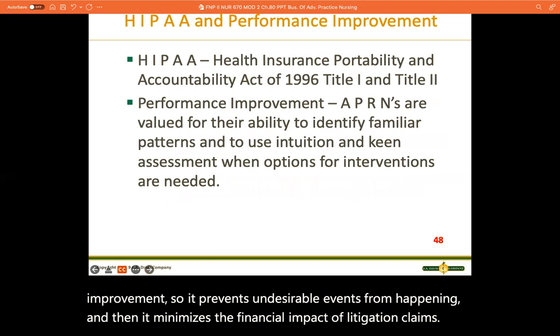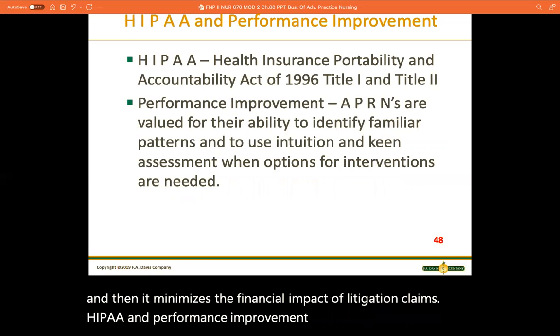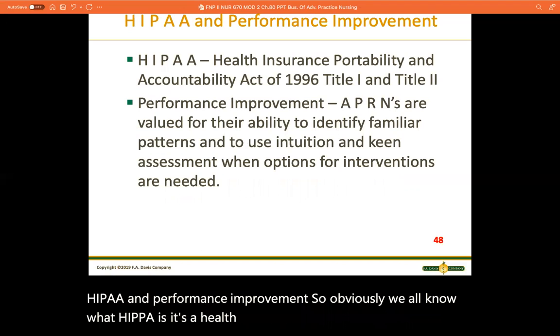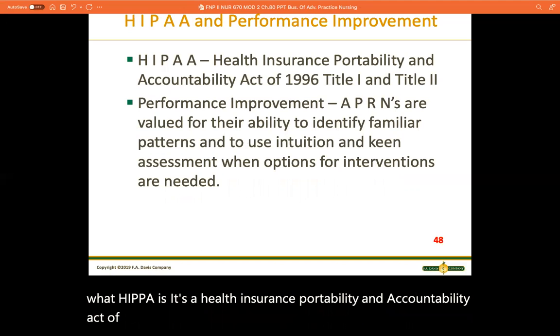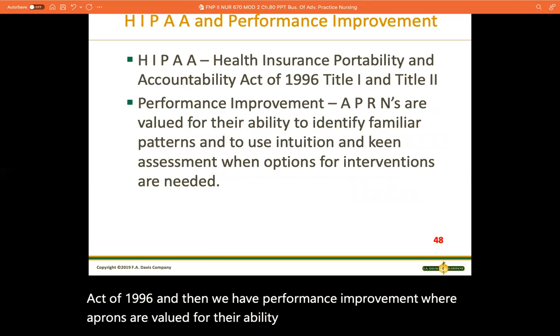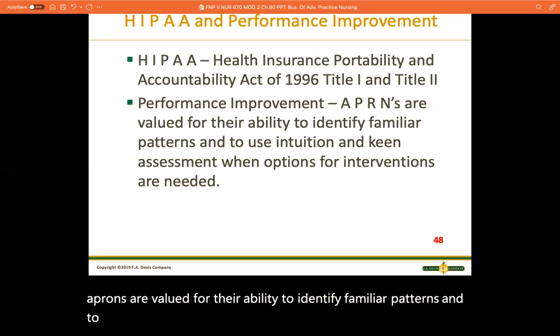HIPAA and performance improvement. So obviously we all know what HIPAA is. It's the Health Insurance Portability and Accountability Act of 1996. And then we have performance improvement, where APRNs are valued for their ability to identify familiar patterns and to use intuition and keen assessment when options for interventions are needed.